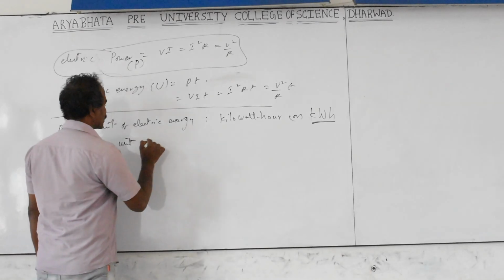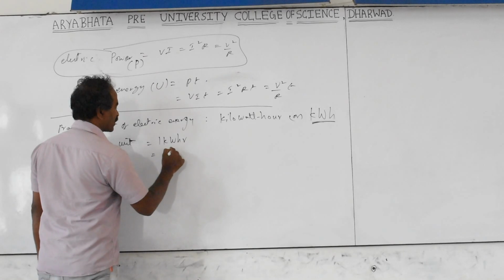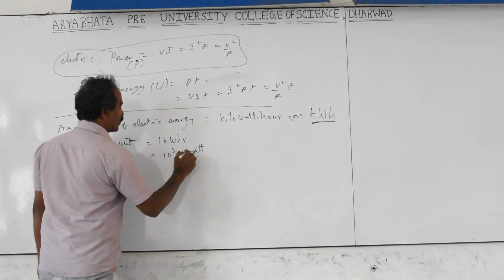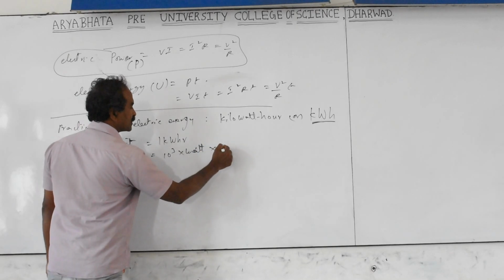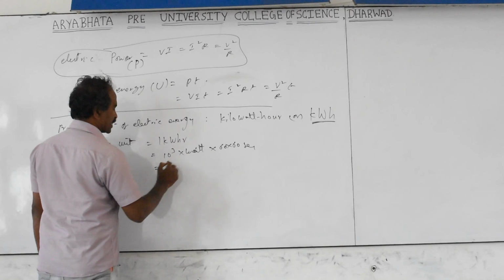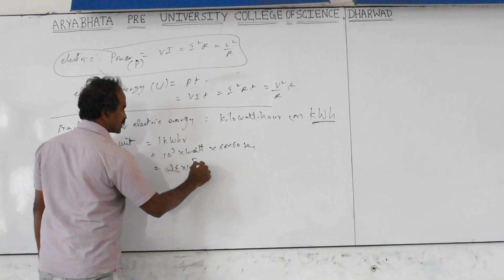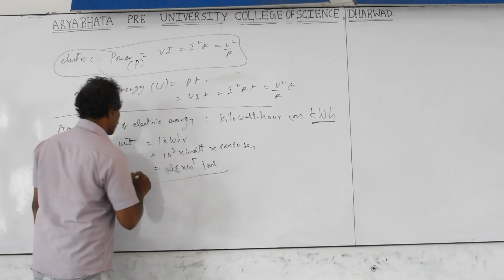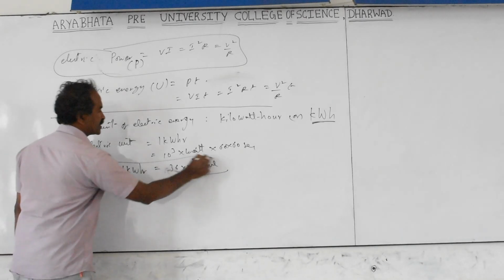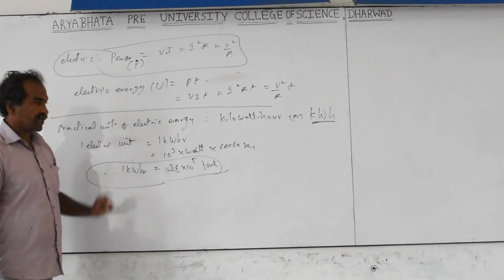1 electric unit is equal to 1 kilowatt hour, which is equal to 10 to the power of 3 watt into 1 hour. 1 hour is 60 into 60 seconds, so this is 3.6 into 10 to the power of 6 watt seconds, which is nothing but joules. So the energy value of 1 kilowatt hour, or 1 electrical unit, you have to remember, 3.6 into 10 to the power of 6 joules. This is a very important value to remember.